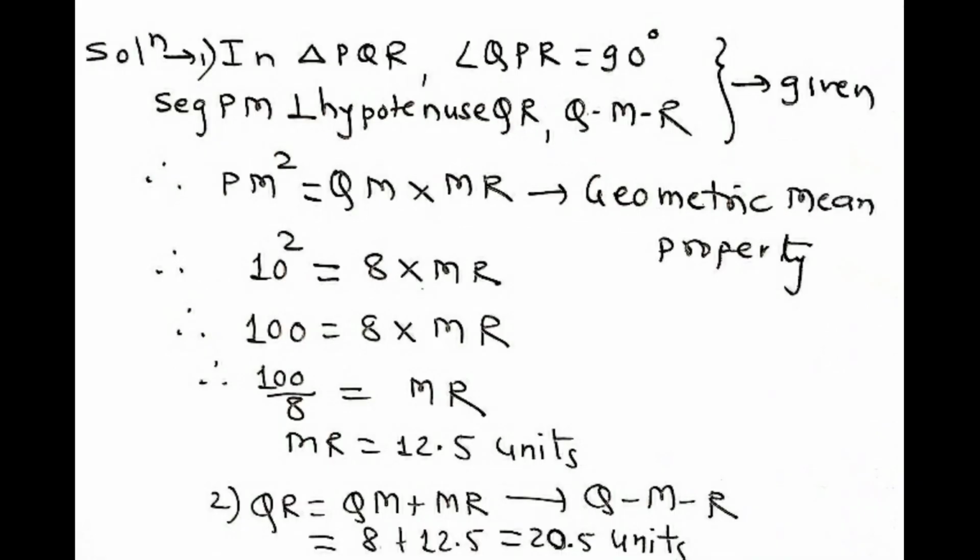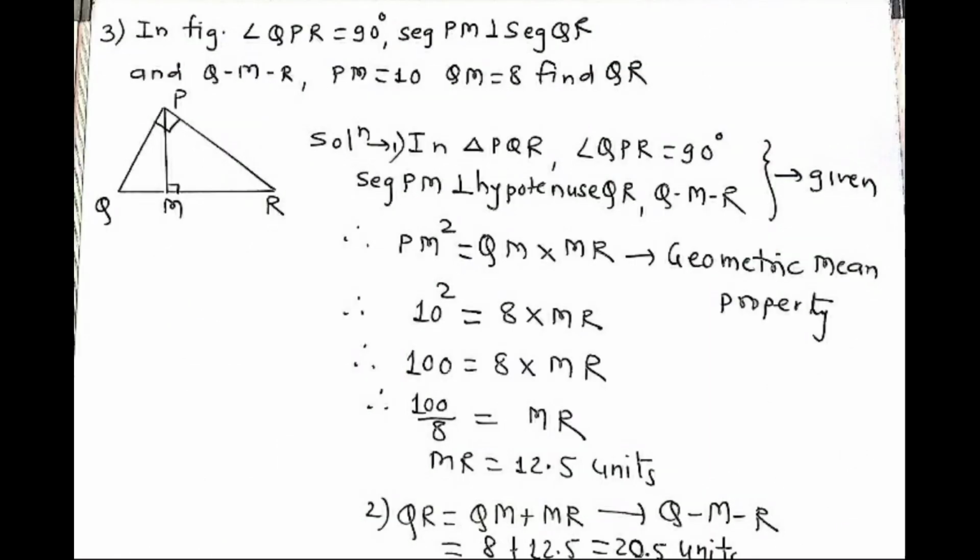In triangle PQR, angle QPR is 90 degree, segment PM is perpendicular to hypotenuse QR such that Q-M-R, and therefore PM square is equal to QM into MR. That reason is geometric mean property. Substituting the values, 10 square is equal to 8 into MR, 100 is equal to 8 into MR. So I will get MR is equal to 100 upon 8, that is MR is equal to 12.5.